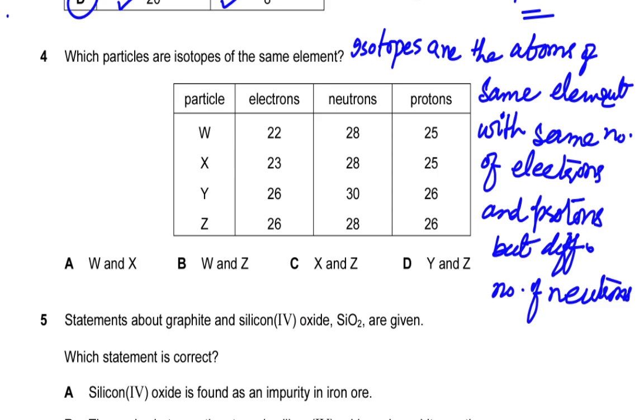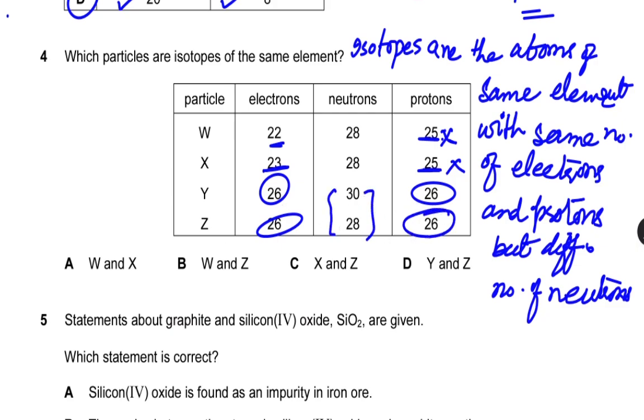First check the number of electrons which they have, the similar one. If they have 26 electrons and 26 protons, okay. 25 protons, no. The number of electrons and protons are not equal. Count towards 26, 26, okay, again 26, 26. They have the same number of electrons and protons but a different number of neutrons. So Y and Z basically are, D option is correct. Y and Z are the isotopes of the element.